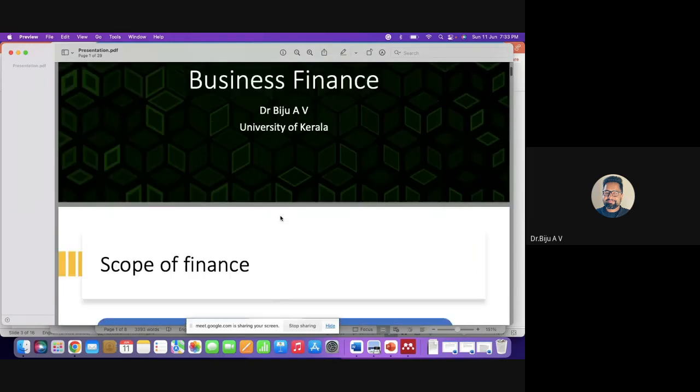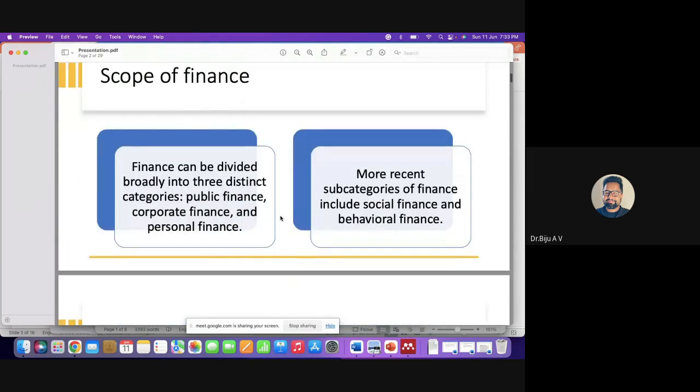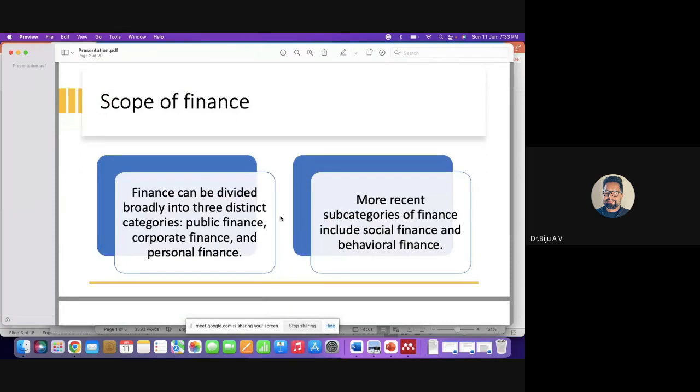So the area is business finance, and the scope of finance. Finance can be divided broadly into 3 distinct categories: public finance, corporate finance, and personal finance. And there is a recent categorization of finance, that is social finance and behavioral finance. So here are 5 categorizations: public finance, corporate finance, personal finance, and now social finance and behavioral finance.